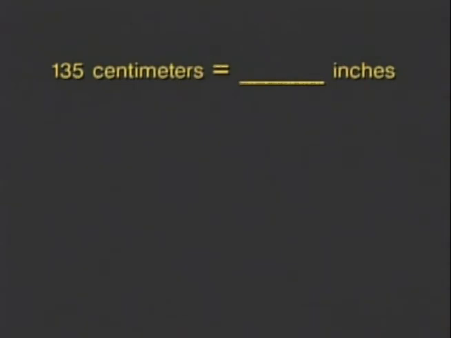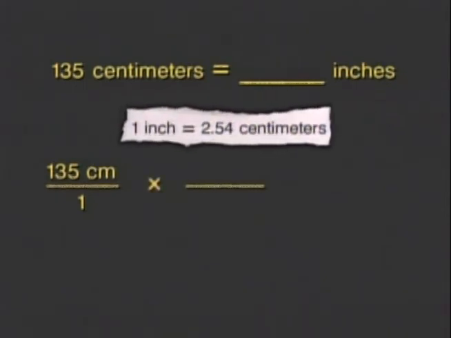Here's another example. This time we'll convert 135 centimeters to an equivalent number of inches. We'll start by writing 135 centimeters as a fraction. Next, let's think about the transition factor. We'll write it from this equivalence. The unit inch must be the unit in the answer, so the numerator of the transition factor must be 1 inch. We want to cancel centimeters, so 2.54 centimeters must be in the denominator. Let's cancel centimeters.